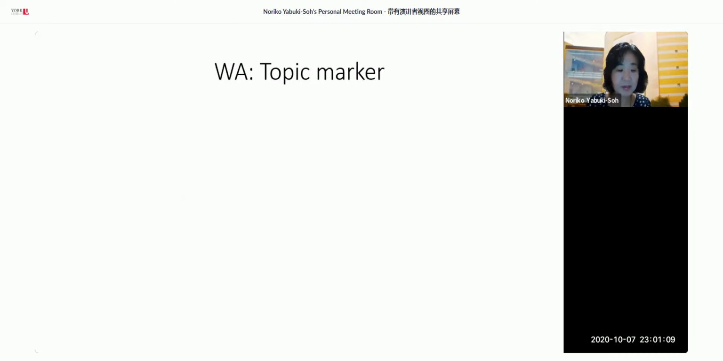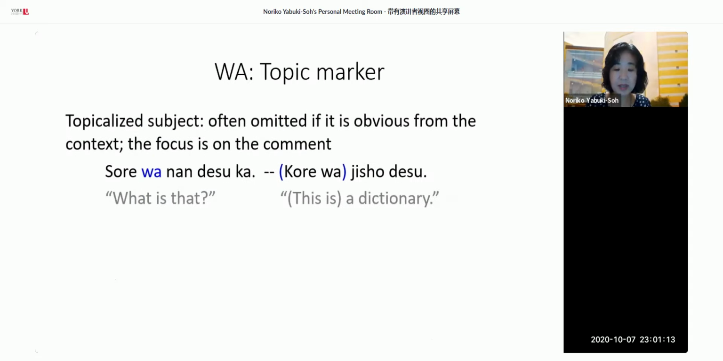The other important thing about は is the topicalized subject is often omitted if the topic is obvious to the speaker and the hearer from the context, including 私は or あなたは, as I said before. To answer the question like, それは何ですか? You can simply say 辞書です without saying これは because the topic is already established.